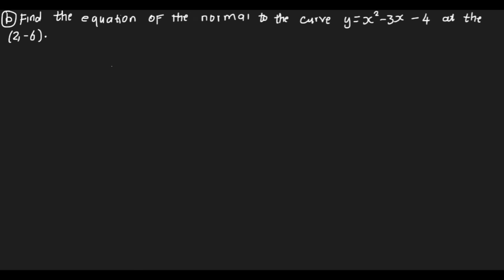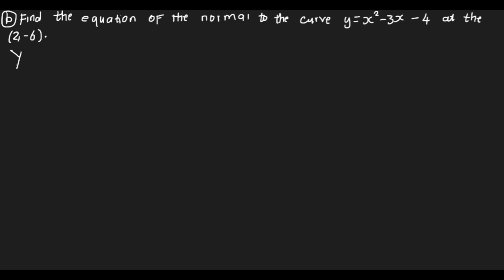For this question, find the equation of the normal to the curve y is equal to x squared minus 3x minus 4 at the point 2, negative 6. So this is the point of contact. So we have the point of contact 2, negative 6. Now the curve, tangent and the normal share the coordinates for the point of contact. The only difference is the gradient of the normal is related to that of a tangent or of a curve perpendicularly. So what do you do?